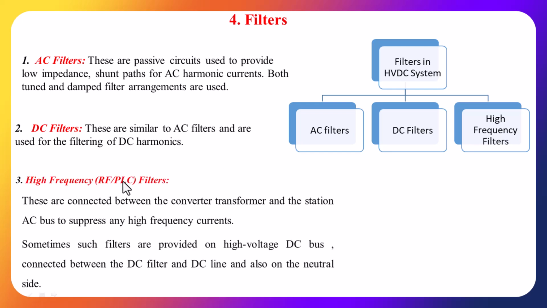And high frequency filter. Whenever we are converting the AC voltage to DC, due to the switching operation, high frequency harmonics will be injected into the transformer that is coming towards the line. So we use a high frequency filter between the line and the transformer, so that it can filter the high frequency harmonics, which do not enter into the line.